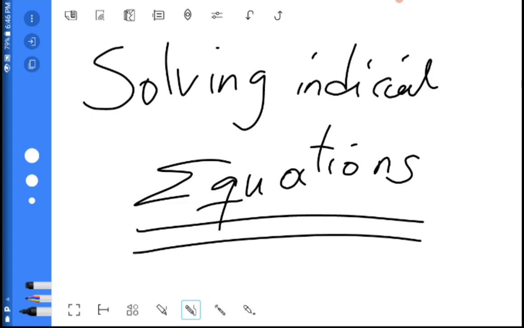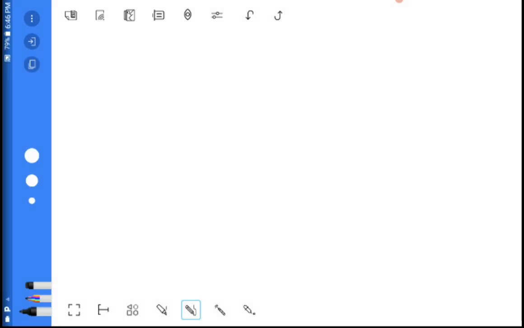Hello guys, so now we are going to look at how to solve indicial equation, meaning that we have to look at how to solve equations involving indices. So I'm going to be working a few of such questions with you as exercise or solved examples. So when I give any, you have to get to work and then you only come back to the video to get your correction. So let's start with question 1.